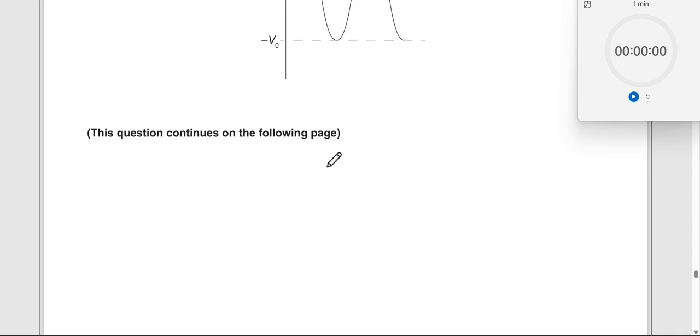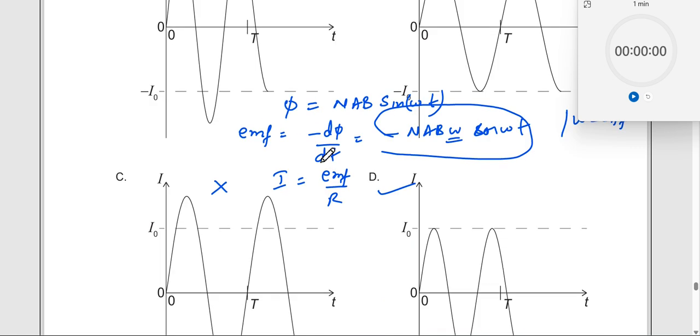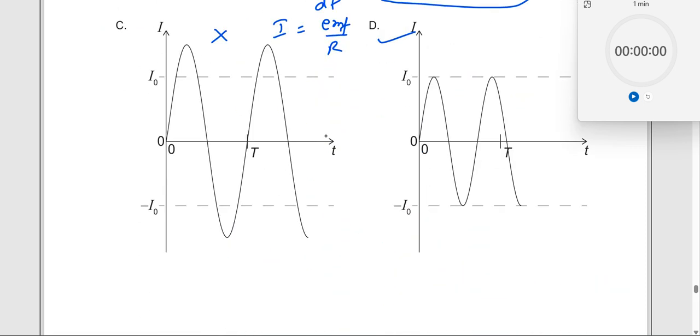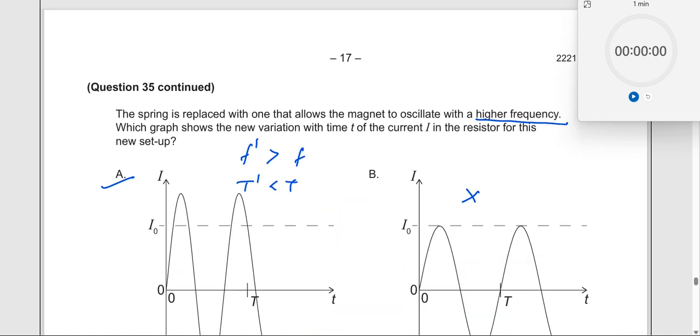So whatever happens here, EMF is definitely larger. Wait just a minute, let me show you here. So here it is voltage, and here it is current. So definitely it is larger, and because of this omega, this current will also become larger. Hence you observe this is seen only in option A. Thus A is the right option, while D is the incorrect option. Okay, thus A is the right option.